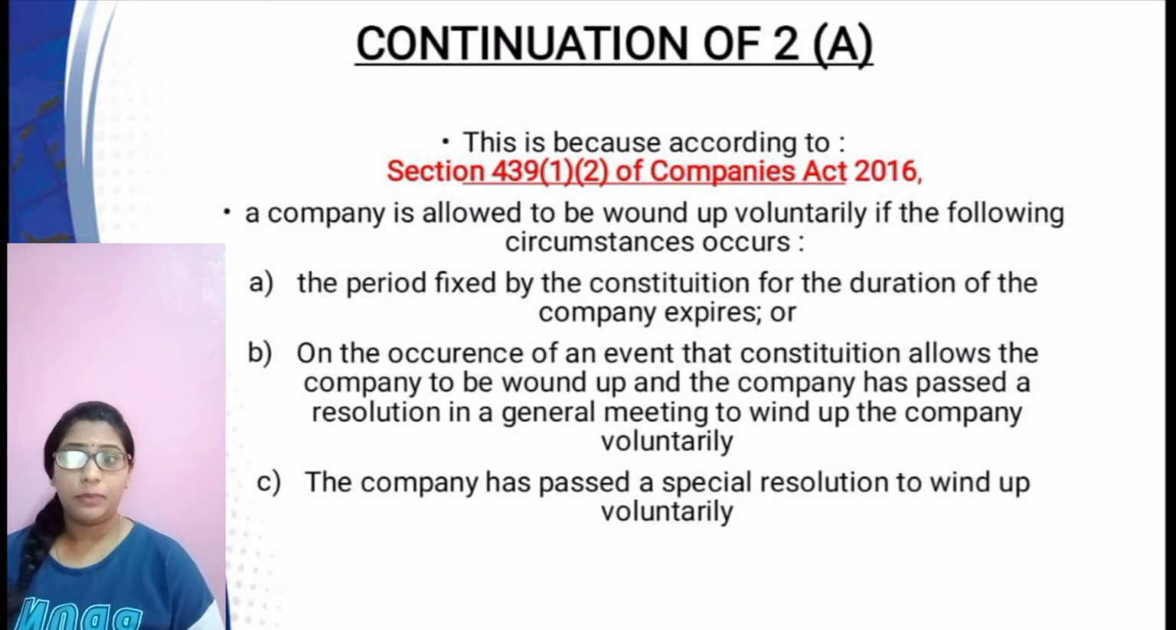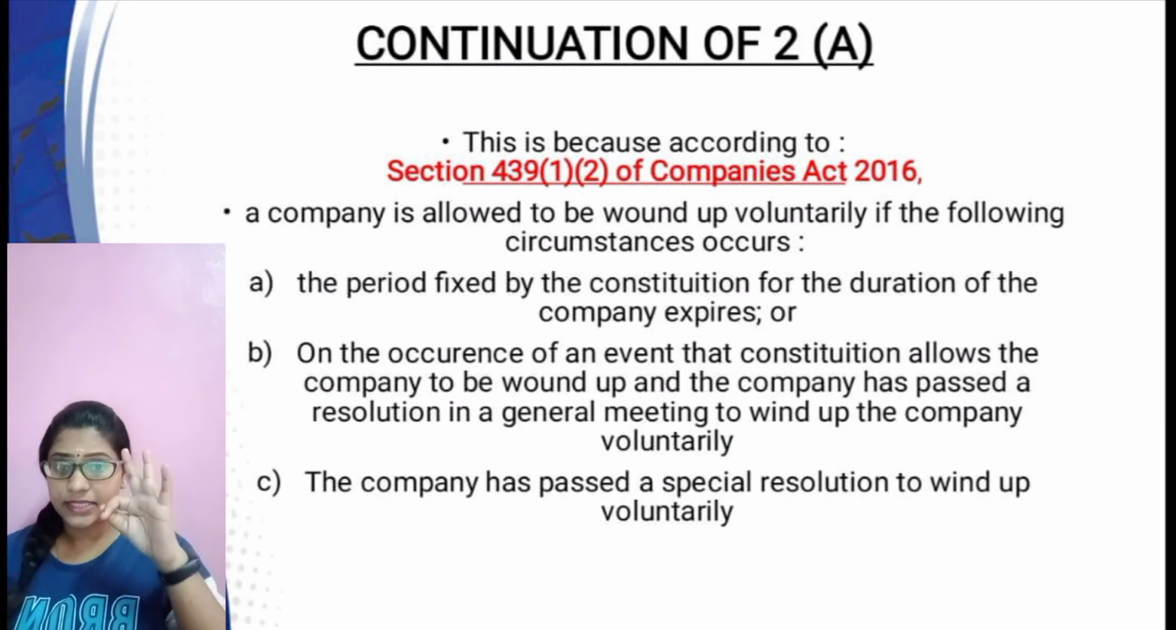A. The period fixed by the Constitution for the duration of the company expires, or B. On the occurrence of an event that the constitution says allows the company to be wound up, and the company has passed a resolution in a general meeting to wind up the company voluntarily. C. The company has passed a special resolution to wind up voluntarily.